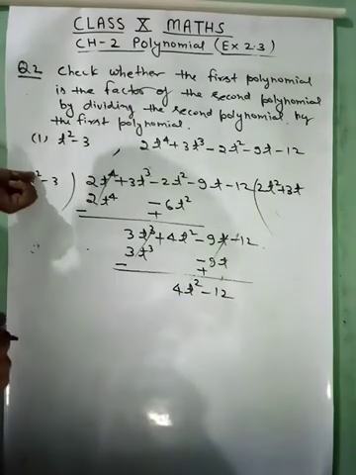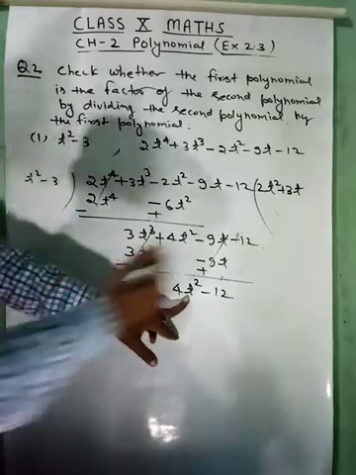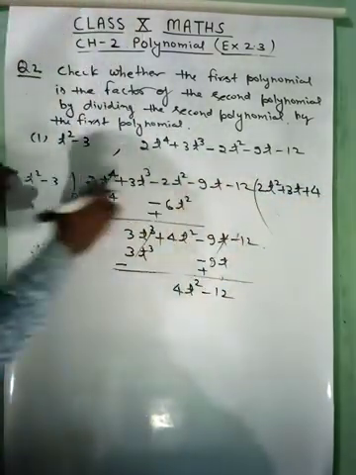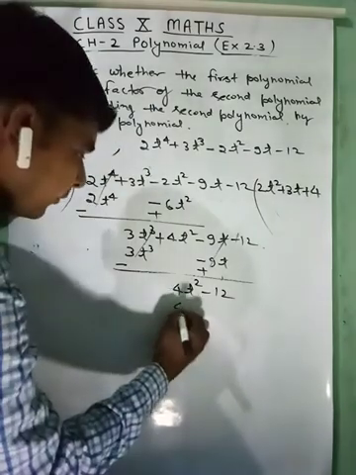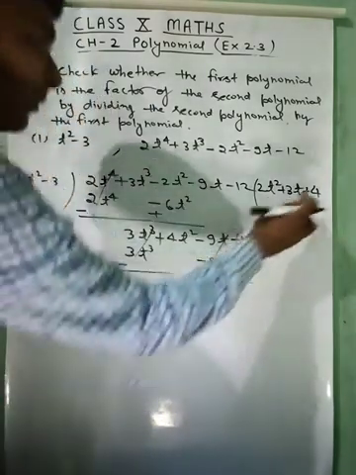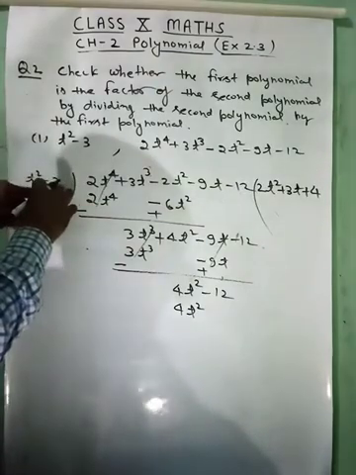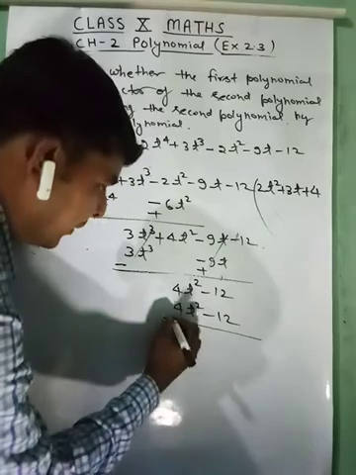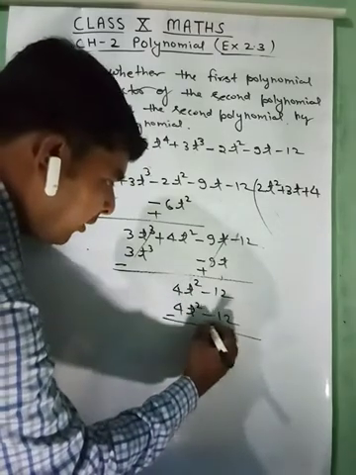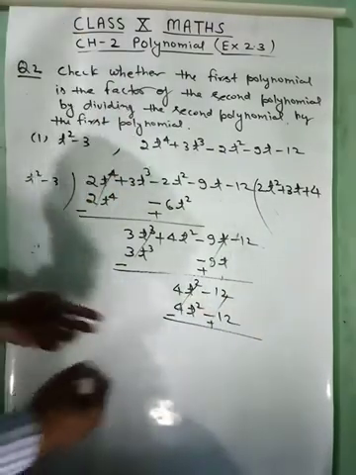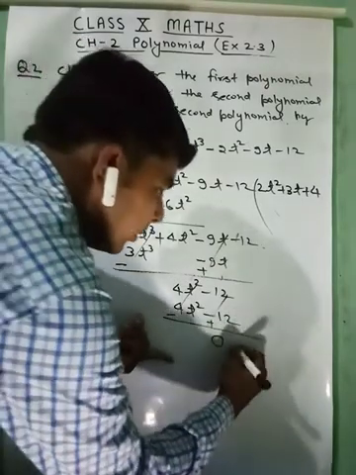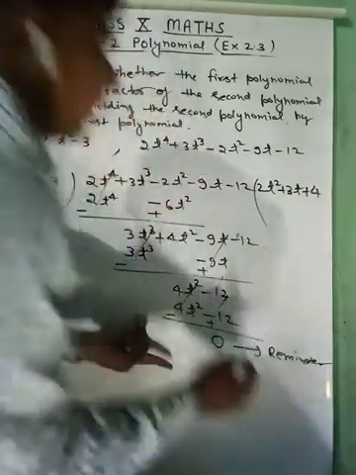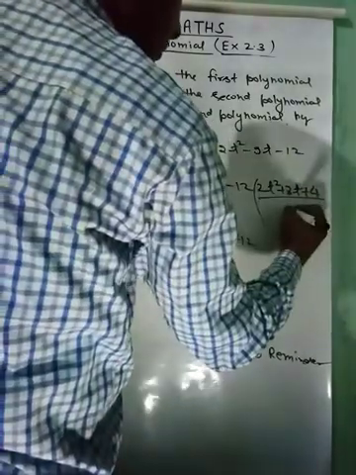We know that here is t square. To remove 4t square we will write here plus 4. When 4 is multiplied with t square, it is 4t square. When 4 is multiplied with 3, it means minus 12. Sign will be changed, positive, positive, negative, negative, negative, positive. This will cancel. It means remainder is 0. It is remainder. And it is quotient.